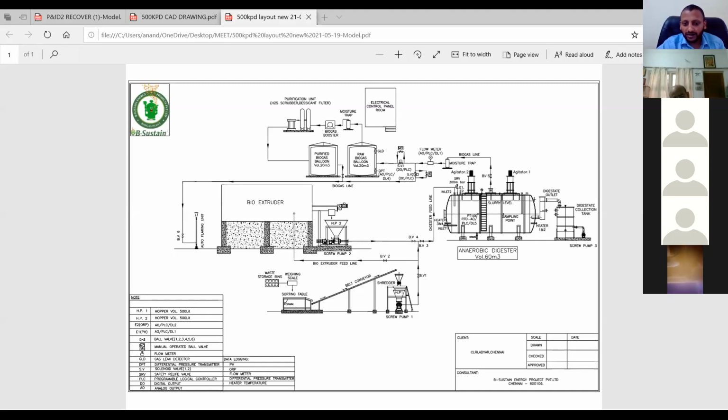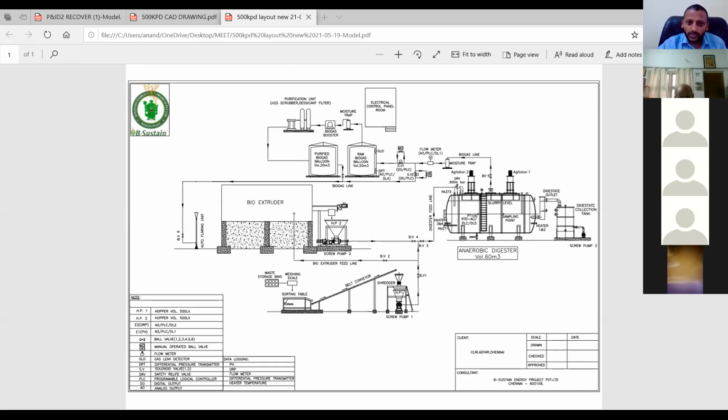The shredder will reduce the particle size to less than 20 mm, and then the shredded waste is transferred via this auger feeding screw pump to the extruder, where the particle size is again reduced to less than 5 mm. This is the extruder, a twin shaft extruder.